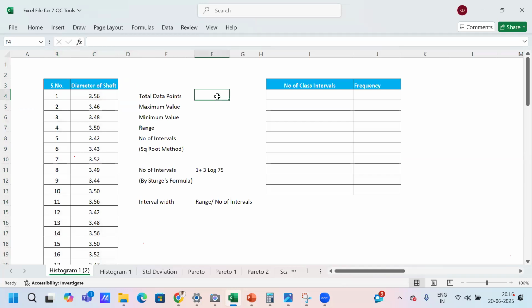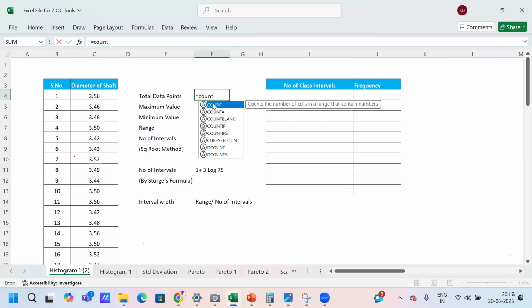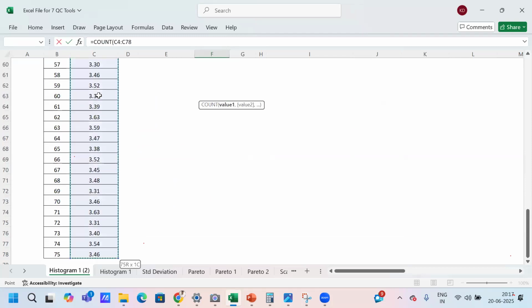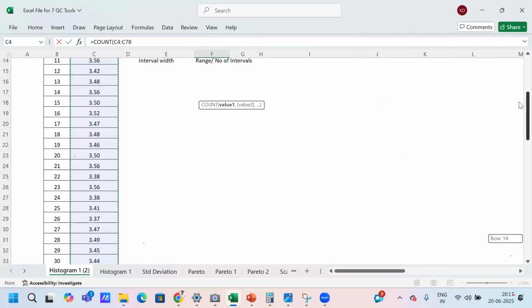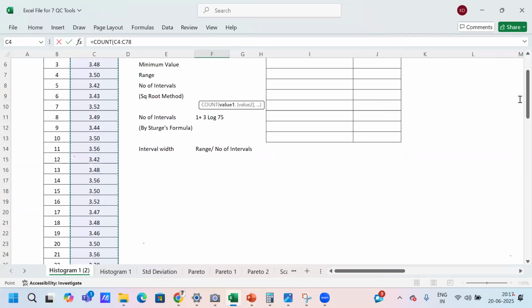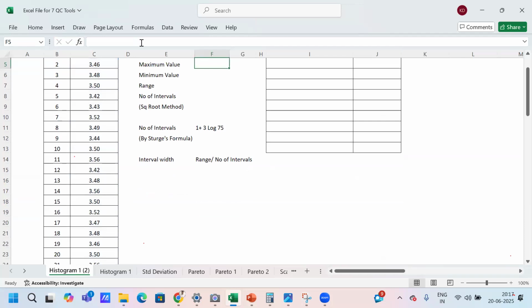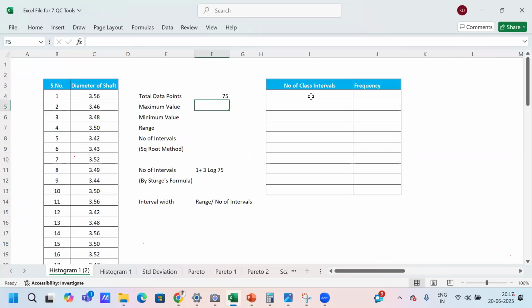Okay. Now I will ask the first question to Akash: total data points. I can count here in Excel. I will use the formula Count. So total data points are 75. This is the count formula, or we know the total data points are 75 because Akash told me he collected 75 points. Okay.